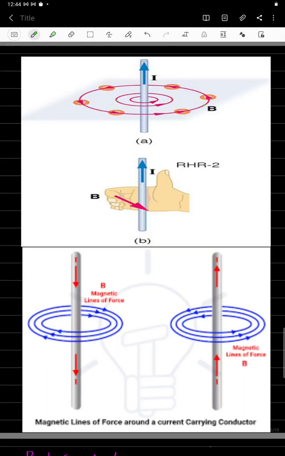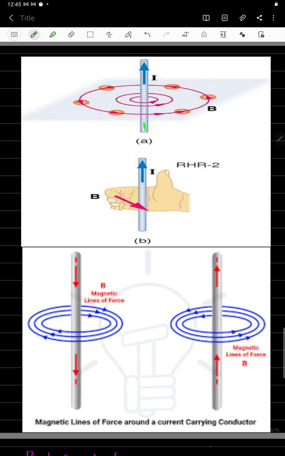Dear students, in the last class we discussed the introduction to magnetostatics. In that introduction, we discussed one experiment, the Oersted experiment. In that experiment, we discussed how a magnetic field is generated, how a current-carrying conductor experiences a magnetic field surrounding it. So that is what we know. Here we have taken one example.